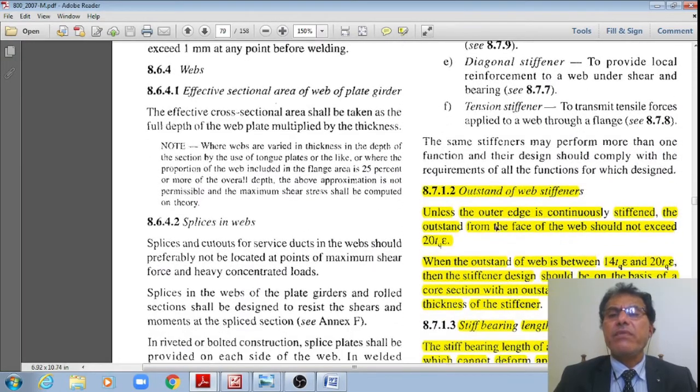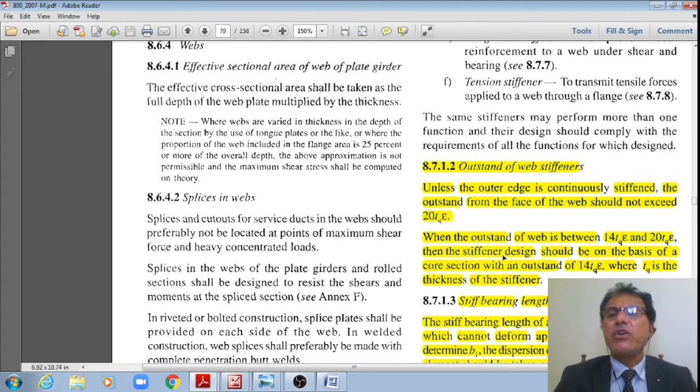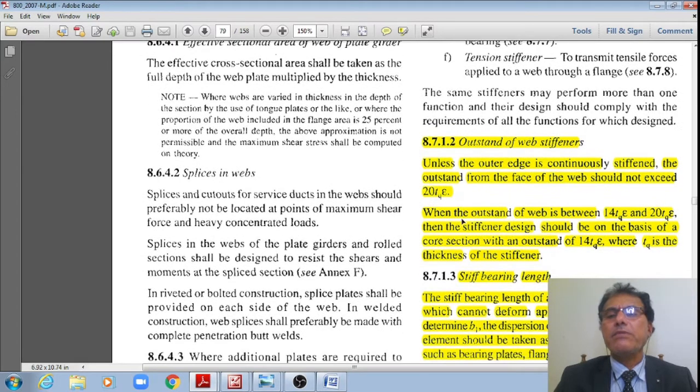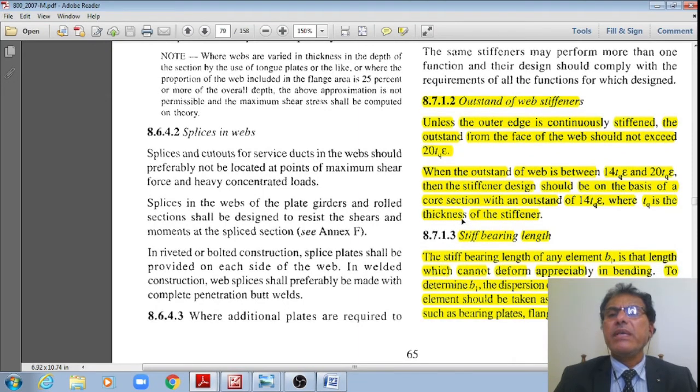For the outstand of the web stiffener, unless the outer edges are continuously stiffened, the outstand from the face of the web should not exceed 20 t_q ε. When the outstand of the web is between 14 t_q ε and 20 t_q ε, then the stiffener design should be on the basis of a core section with an outstand of 14 t_q ε, where t_q is the thickness of the stiffener, right?